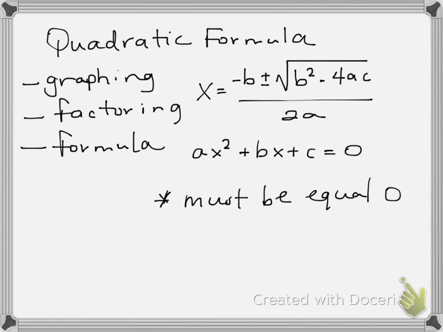Then once you're equal to 0, now you can actually look at your a term, which will go in here for these a values. Then you can look at your b term, which will go in here for these b values. And then you can look at your c term, which would go in here for that c value. Okay? Alright, so let's put this to practice for a minute then.